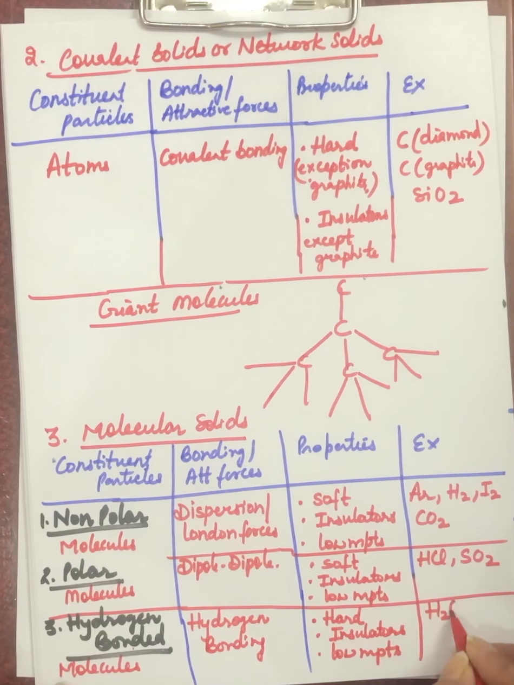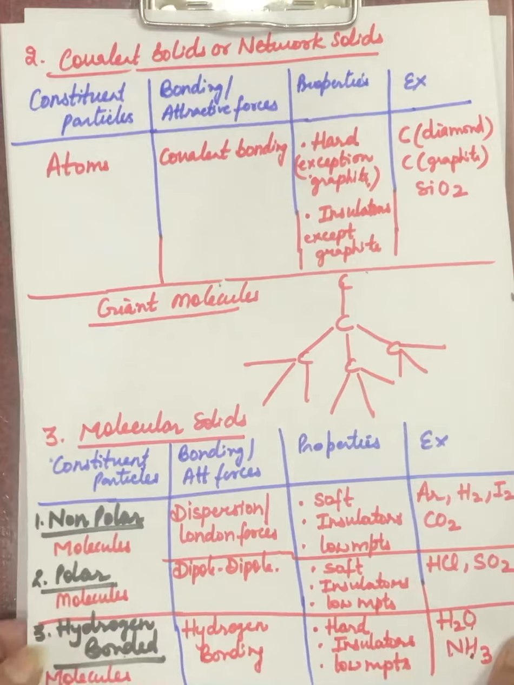Example is water and ammonia. These are hydrogen bonded molecules, and we have done it in 11th class. Why is there a hydrogen bond? Whenever electronegative elements like fluorine, oxygen or nitrogen link with hydrogen atoms, then there is a hydrogen bonding. This is the third type of the crystalline solid.